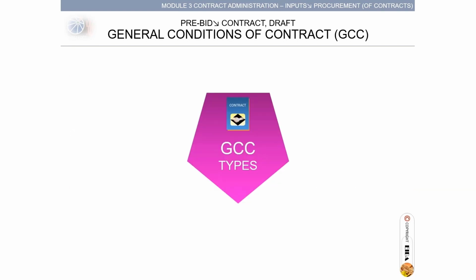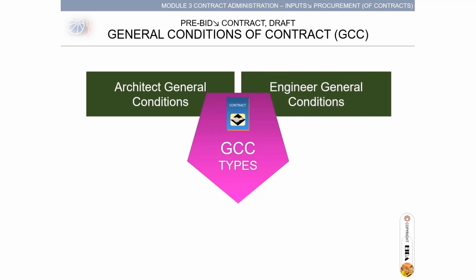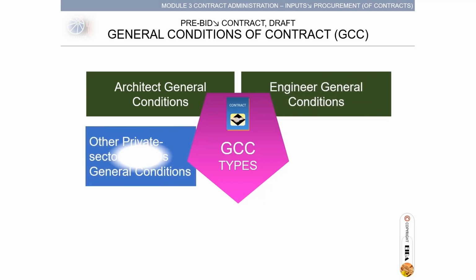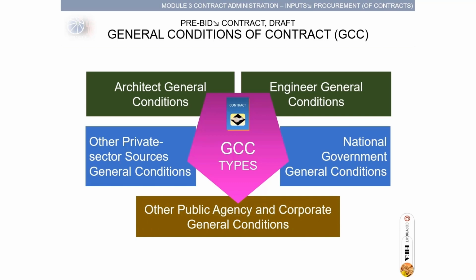Types of GCC, which can be referenced and used. Architect general conditions, taken from the American Institute of Architects. Engineer general conditions. Other private sector sources general conditions. National government general conditions. Other public agency and corporate general conditions. The preferred GCC type should be closely associated with the nature of the project.